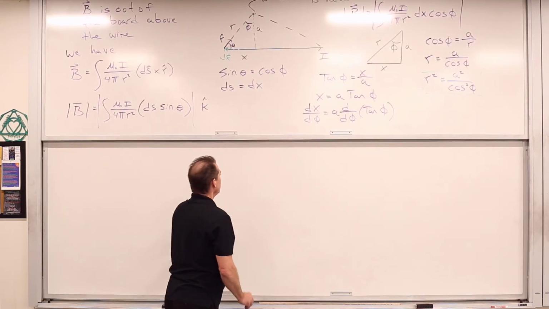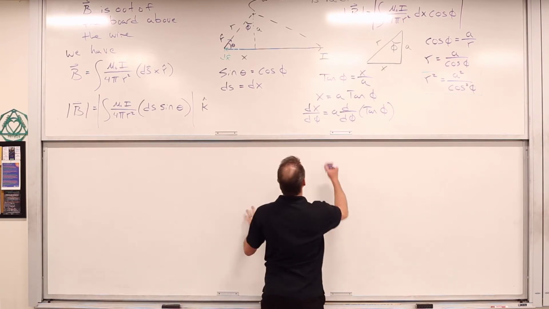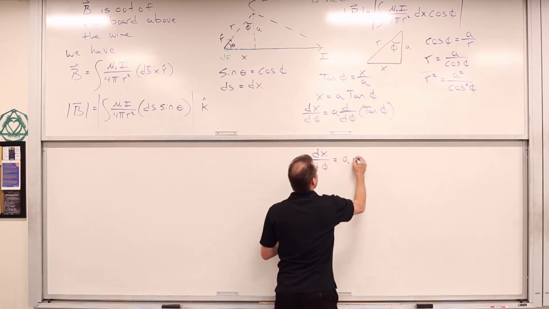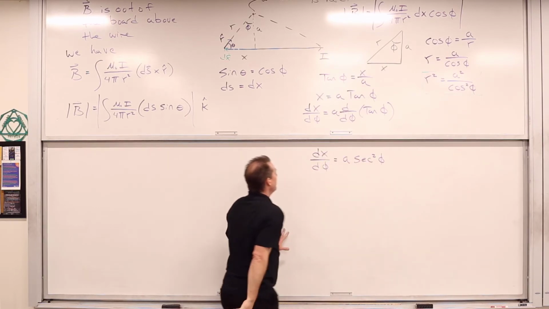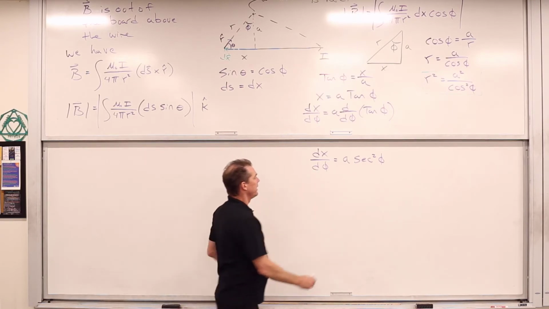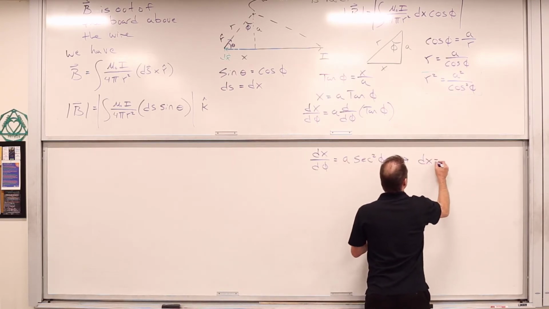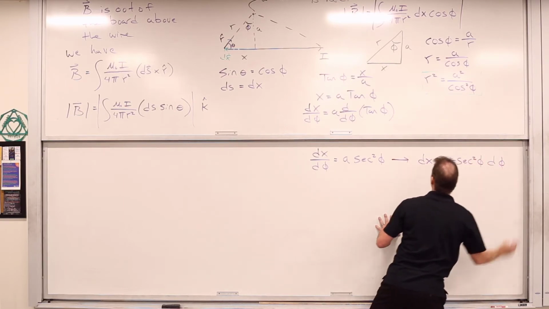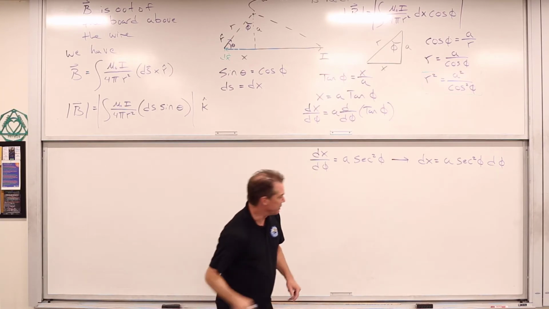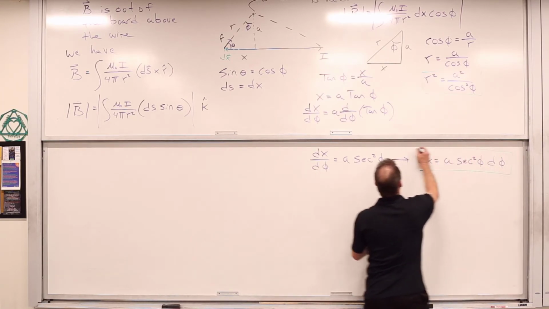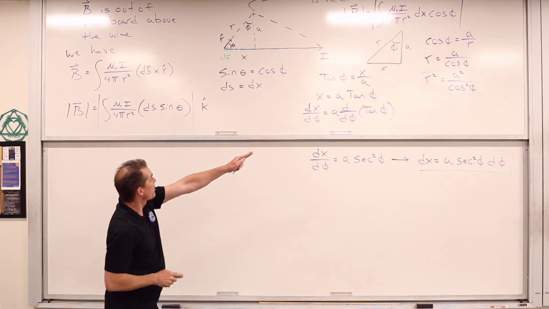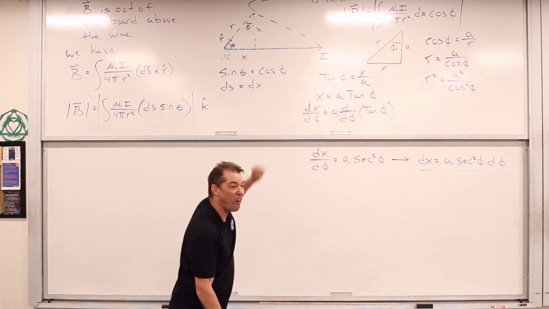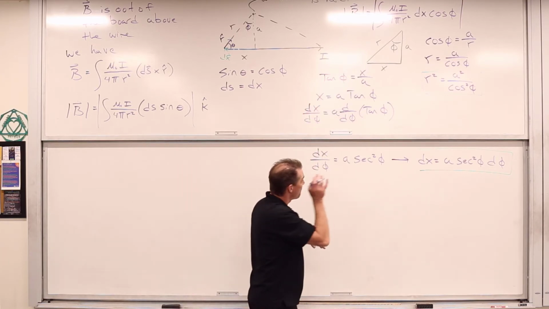So from this, we've got that dx by d phi is equal to A times the secant squared of phi. And then what can we do? Multiply both sides by d phi, and we've got that dx is equal to A secant squared phi d phi. And there is our dx. So we've got r squared, great. We've got dx, great. We can write this all in terms of phi now.